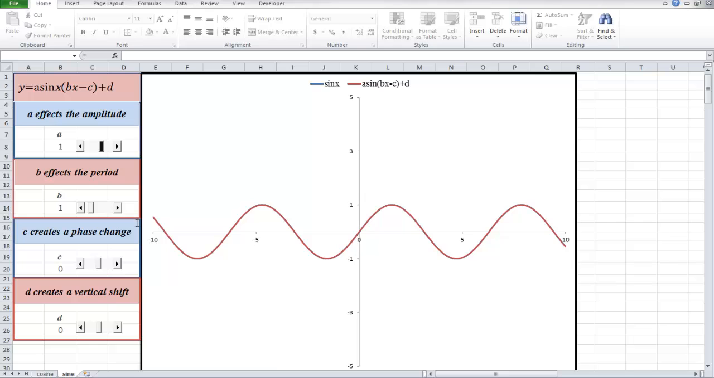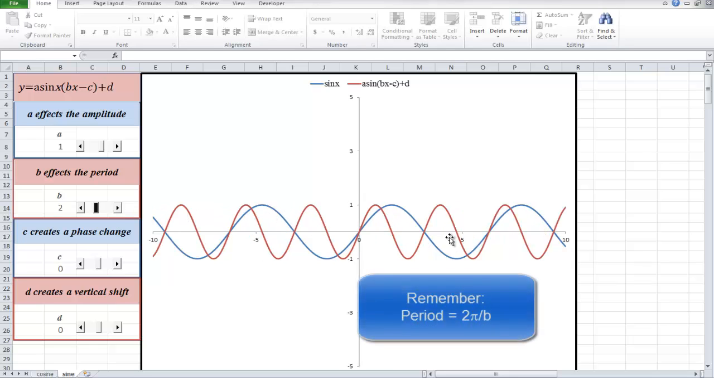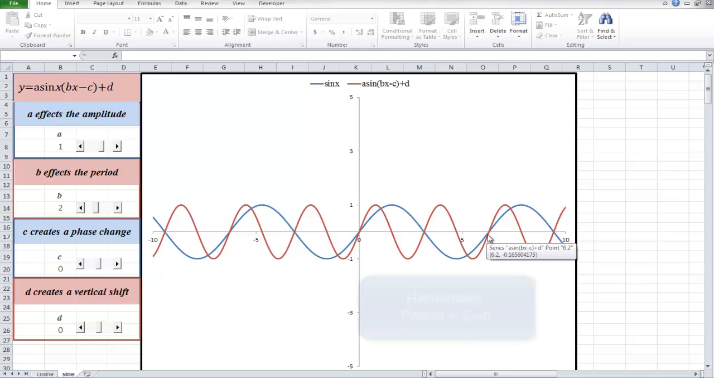B affects the period, so I can change my period here. Now my period is twice what it was before. If I'm looking at 0 to 2 pi, which is about right there, you can see that the red function has gone through 2 cycles, whereas the blue one, the original sine function, has gone through 1 cycle.